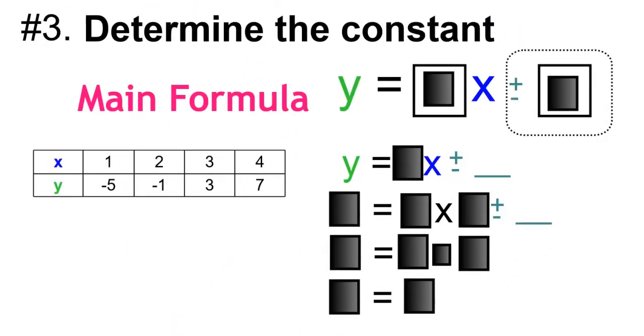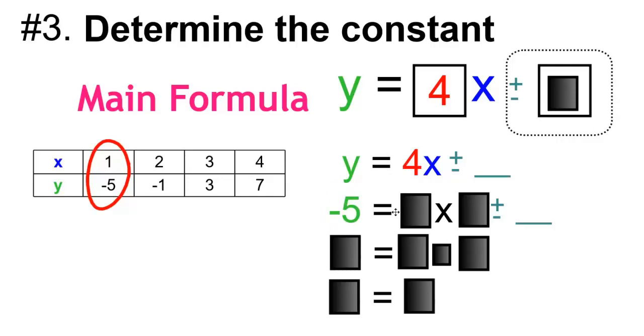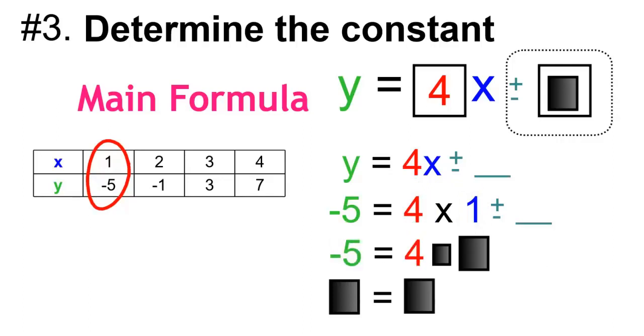Step number 3, determine the constant. Using the main formula, we can replace the numerical coefficient with the actual number, which is 4. So now we have y is equal to 4 times the variable plus or minus the constant. We'll pick the first set of data, which is x is equal to 1 and y is equal to -5, and we'll plug them in our formula. So it's going to be -5 is equal to 4 times 1 plus or minus the constant.